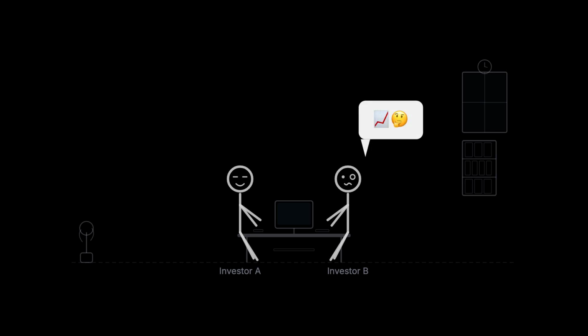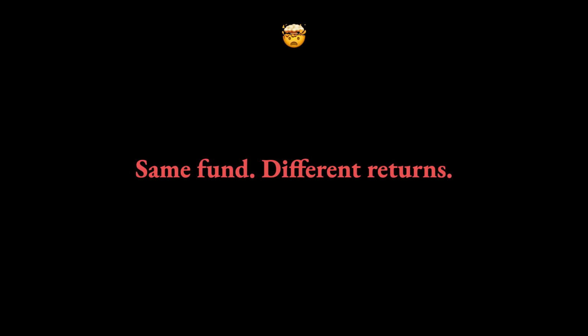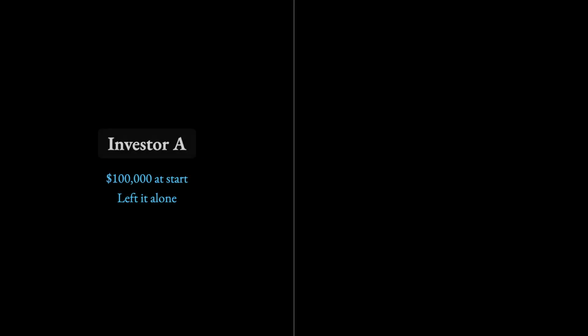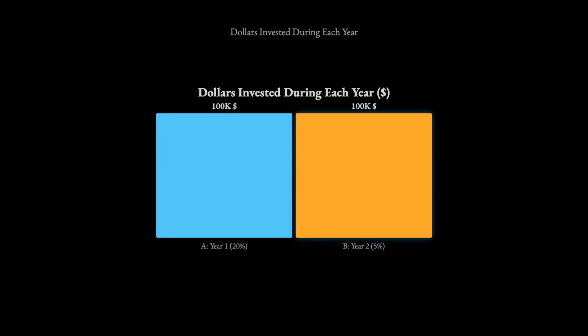Now here's something surprising. Two investors put money into the exact same mutual fund over 2 years. The fund returned 20% in year 1 and 5% in year 2. Identical performance for both. But when they checked their statements, one earned significantly more than the other. How is that possible? Investor A put in $100,000 up front and left it alone. Investor B started with just $10,000, then added $90,000 after year 1. Investor B had most of her money working only during that weaker 5% year.